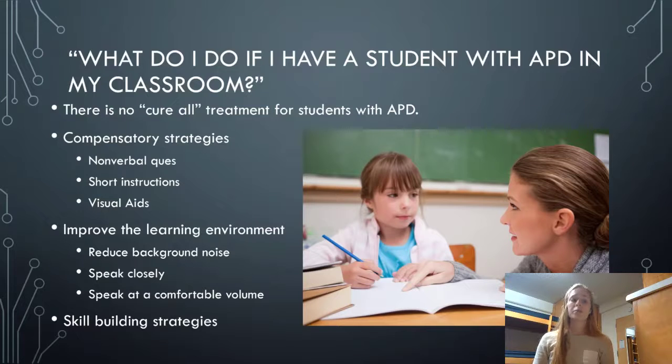According to the article, How to Help Student with Auditory Processing Disorder, one way that we can do that is by compensatory strategies. Cues, such as nonverbal cues, gestures, and body language, can help clarify what you're trying to say to the student. Making sure you have the student's full attention when talking and directly facing them can help eliminate them always asking questions. Secondly, improving the learning environment. You can do this by helping reduce the background noise to make it more clear, speaking closely to the student, and speaking at a comfortable volume without yelling.